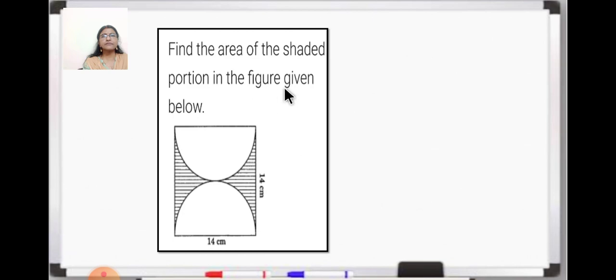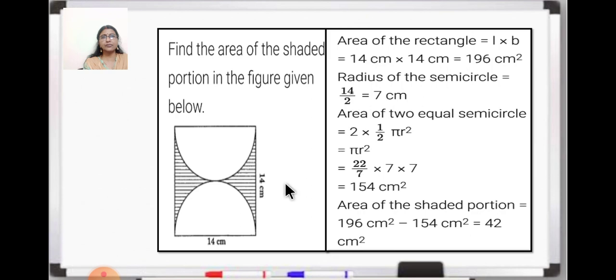Now next question, find the area of the shaded portion. Now we have to find out the area of this shaded portion. This kind of questions we have done in the exercise. So this is an extra question. So you will see the area of the rectangle. You can see here first this figure. It is a rectangle.